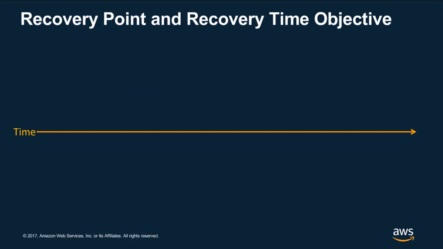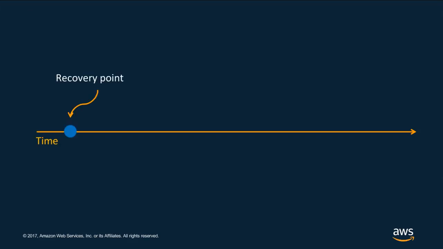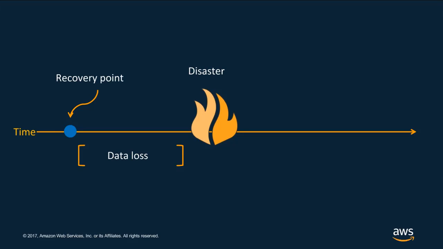A recovery point is the maximum acceptable data loss for an application. So if we plot it on our timeline here, the recovery point is somewhere before our disaster occurs. Our expectation when we set a recovery point objective is that all data up to that point will be recoverable in the event of a disaster. Looking at it another way, if a disaster strikes, we can expect that we'll lose the data between our recovery point and the time of our disaster.